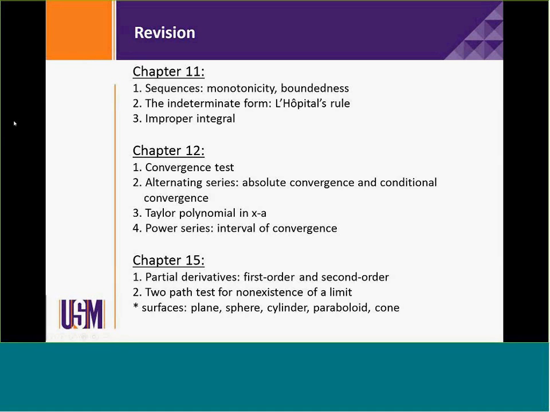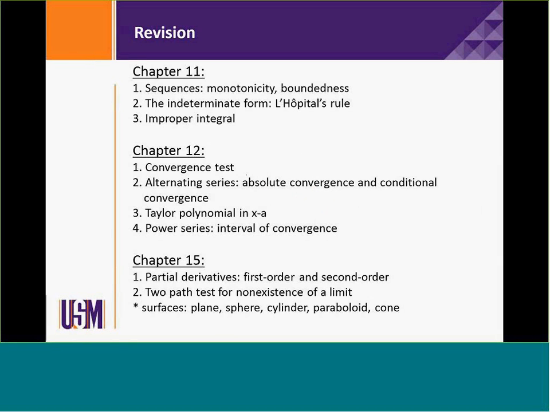Chapter 11. Please focus on the sequences, the monotonicity, and finding the boundedness of the sequence. And the indeterminate form, L'Hopital's rule. There are many types of the form, so I will not let you study all, but only one will come out. Then the improper integral, the way that you put the integral.